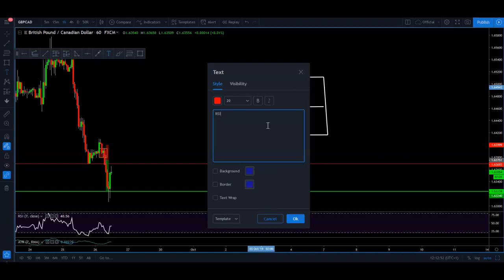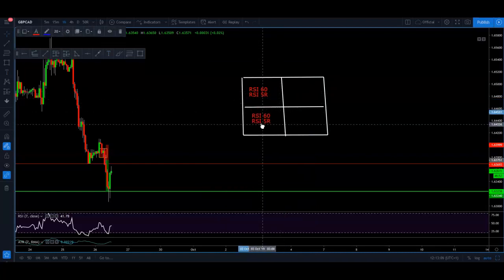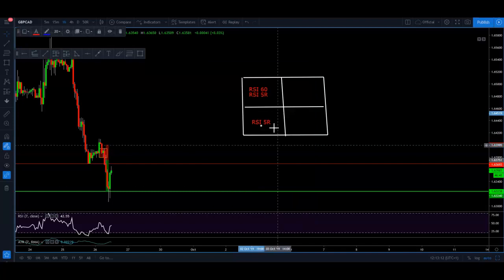So there's the option that RSI is overbought or oversold on the 60, and RSI oversold or overbought on the range bars. So I'll just write 5R. Now the next possibility is that RSI is not overbought on the 60, but only on the range bars. So we'll leave it like that.